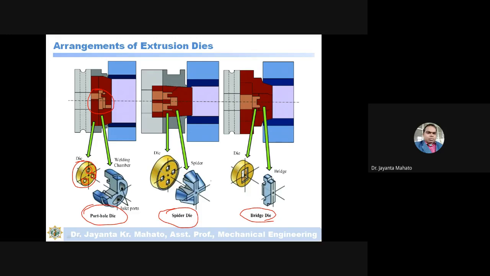And this is actually like a shape of a spider type. So this is called the spider die. This is a bridge die.